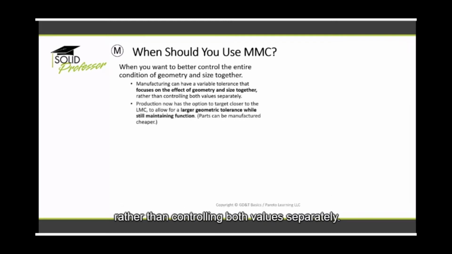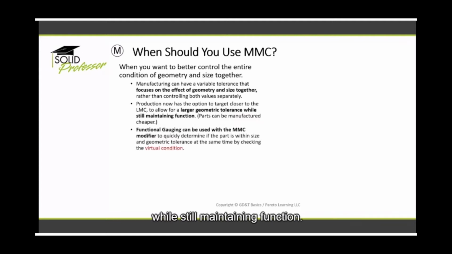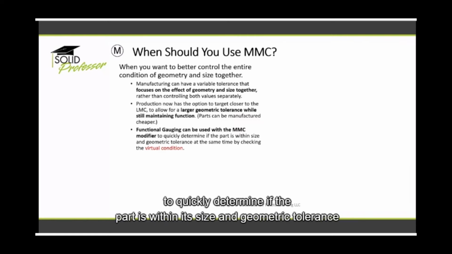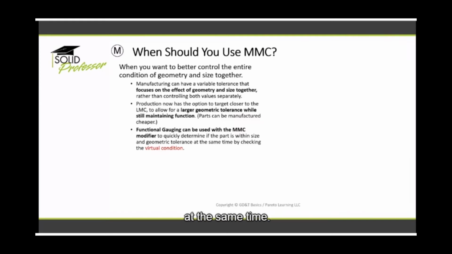Production would have the option now to target closer to the LMC to allow for a larger geometric tolerance, while still maintaining function. This means that parts can be manufactured even cheaper. One of the best reasons to use MMC is to allow the use of functional gauging to quickly determine if the part is within its size and geometric tolerance at the same time. You do this by checking the virtual condition of the part with a gauge.